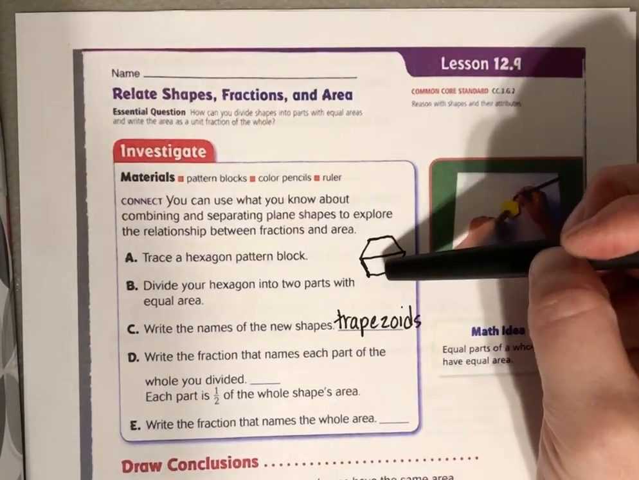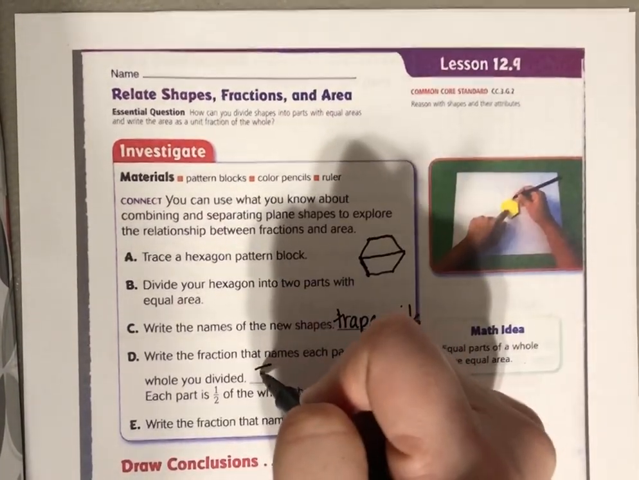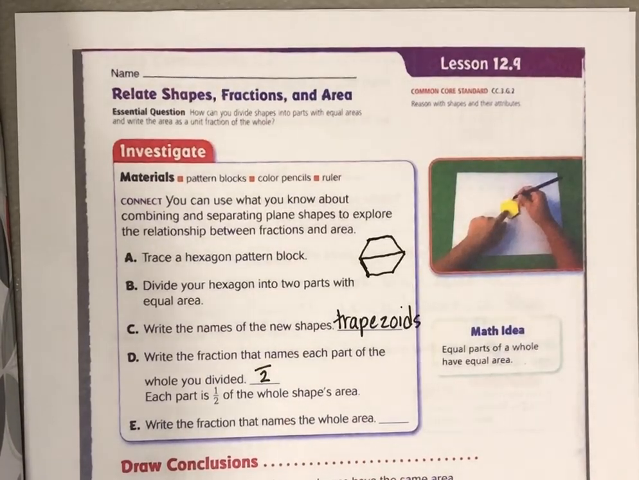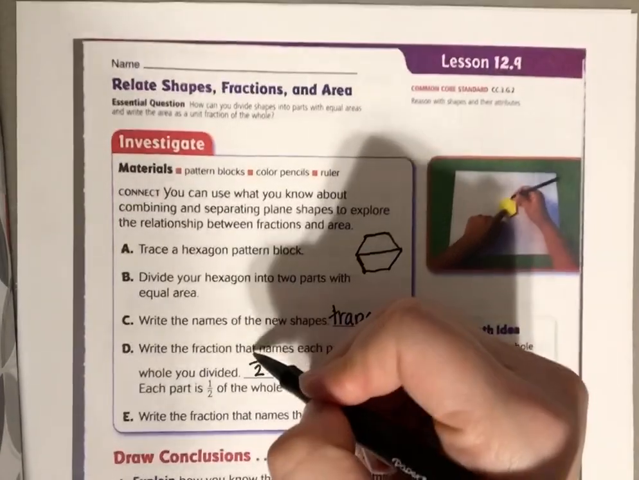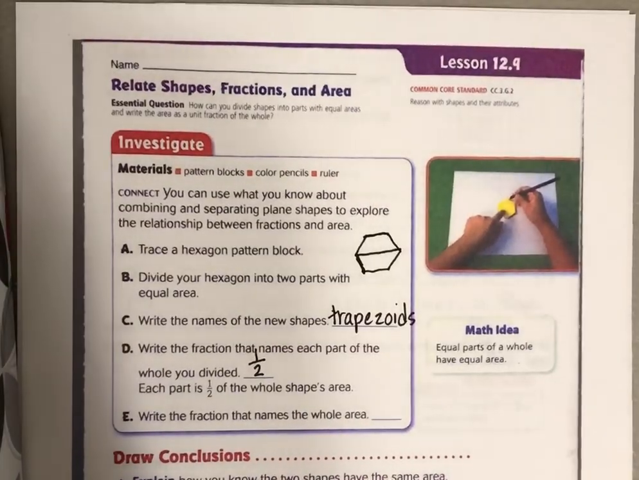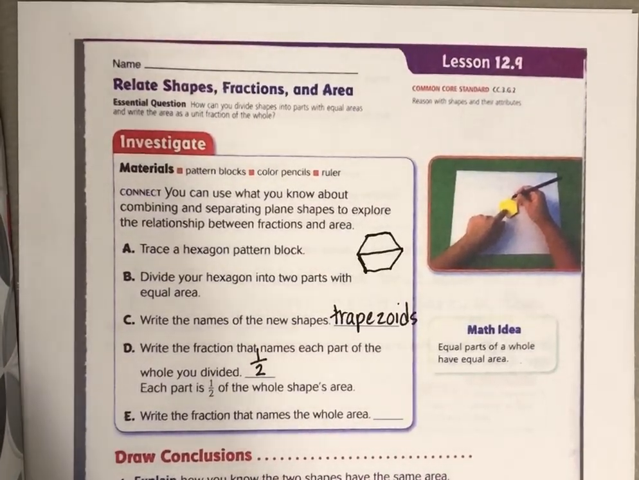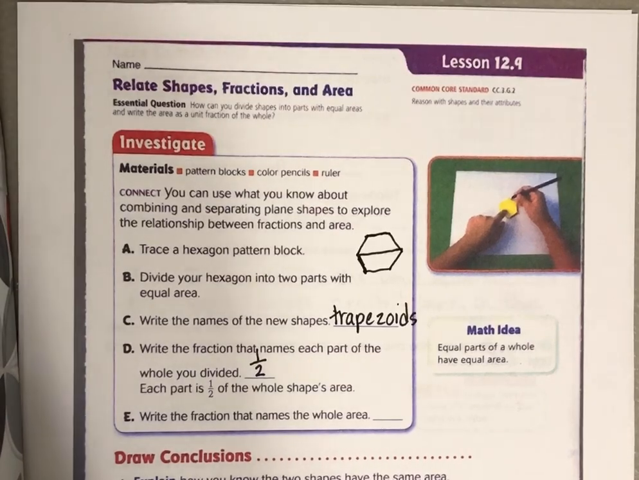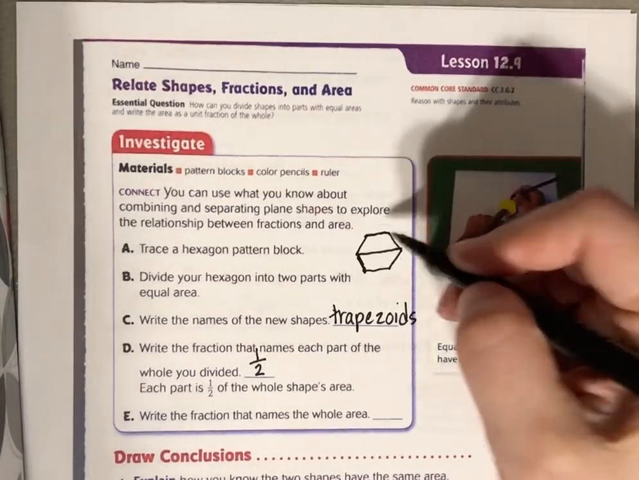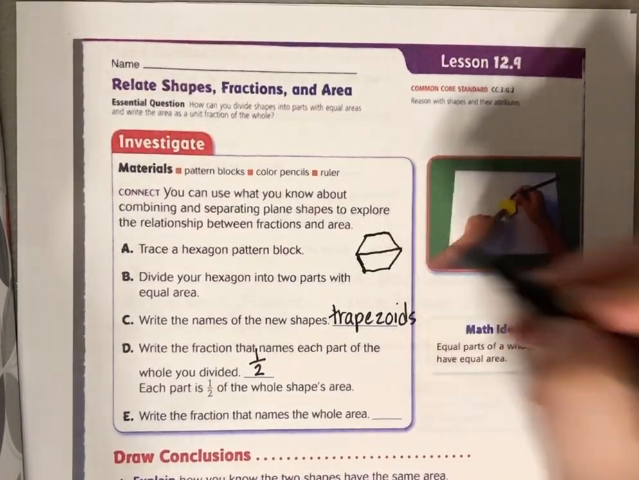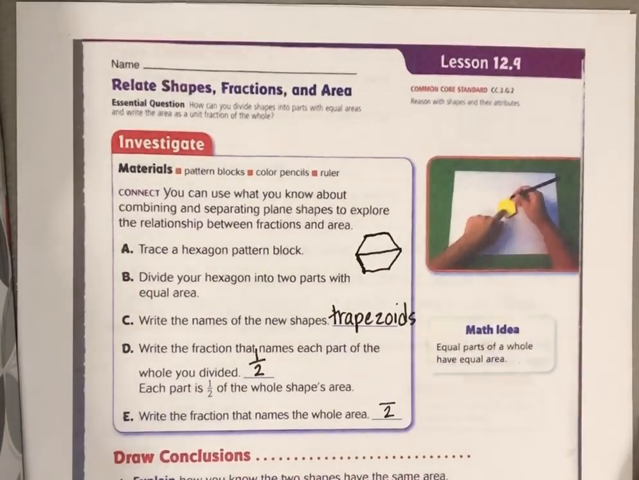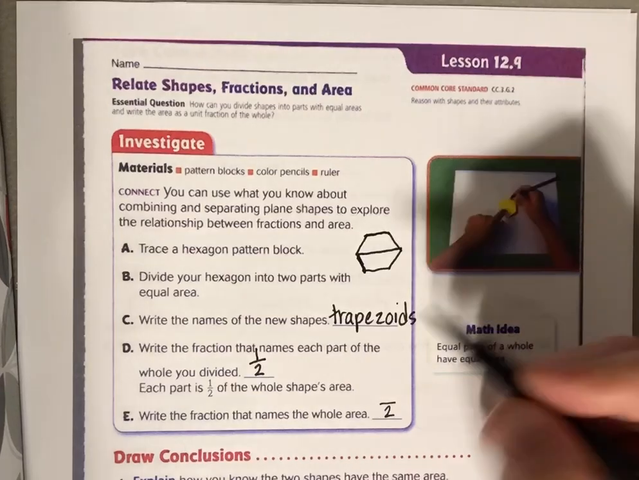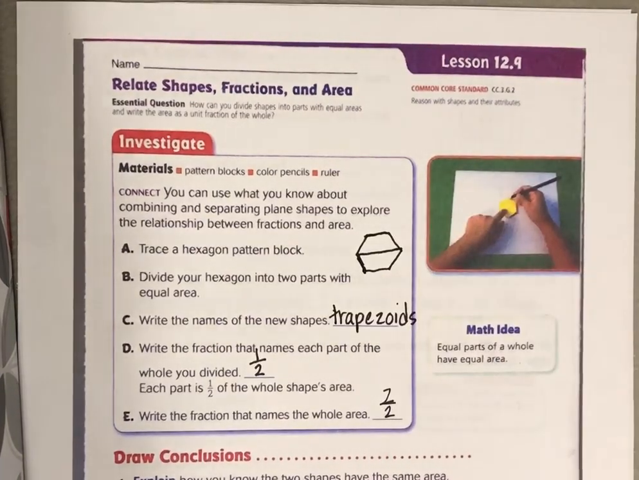So there are 2. So that's going to be our denominator. Our numerator is going to be 1. Each part is 1/2 of the whole shape's area. Write the fraction that names the whole area. So if we're talking about the whole shape, we're going to have 2 because that's how many it's divided in, and the whole is 2 pieces.